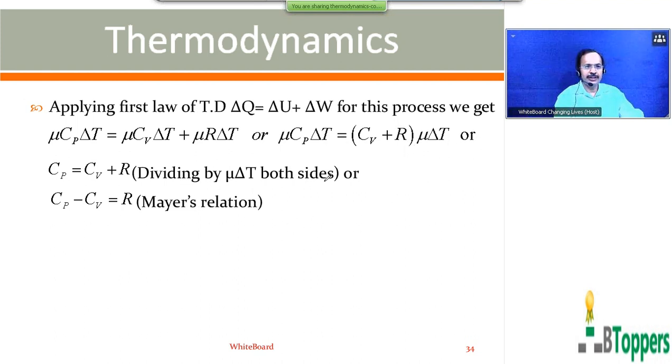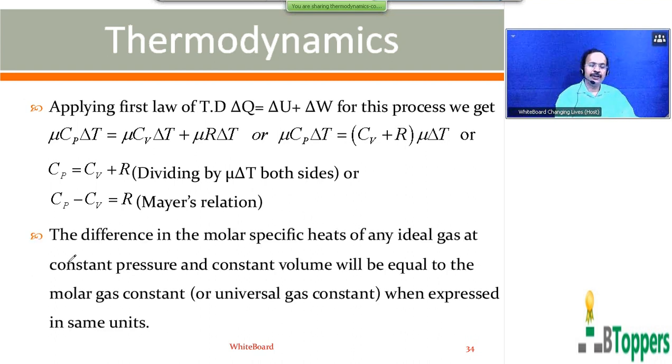Dividing by nu delta T on both sides, we get Cp equal Cv plus R, or Cp minus Cv equal R. This relation is called Mayer's relation, named after a scientist. So the difference in the molar specific heats of any ideal gas at constant pressure and constant volume is equal to the molar gas constant, or universal gas constant, when expressed in the same units. Those who want to write the notes, please take a pause and finish writing the notes. So I am going to show you the continuation to this.